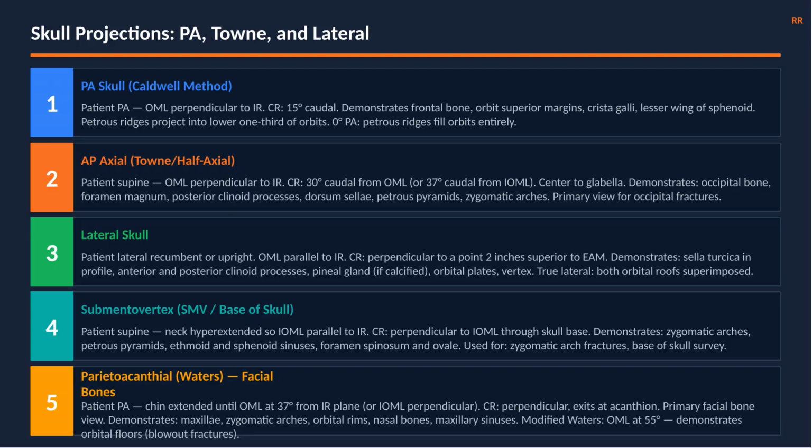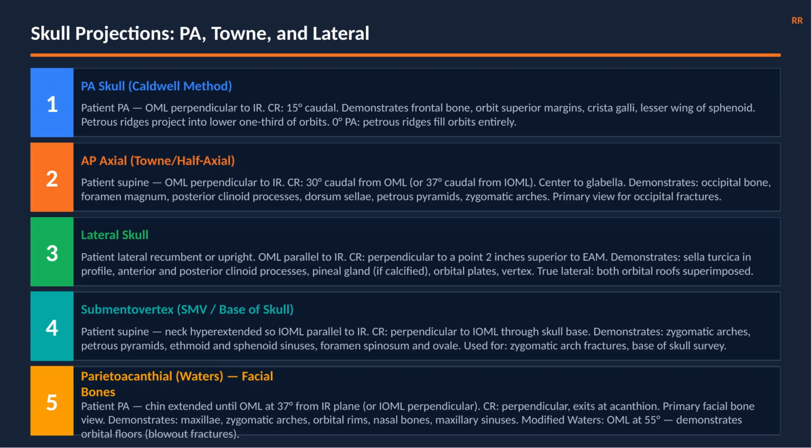Lateral skull. Patient lateral recumbent or upright. OML parallel to IR. CR perpendicular to IR, 0.2 inches superior to the EAM. Demonstrates sella turcica in profile, anterior and posterior clinoid processes, pineal gland if calcified, and orbital plates. True lateral. Both orbital roofs must be superimposed.